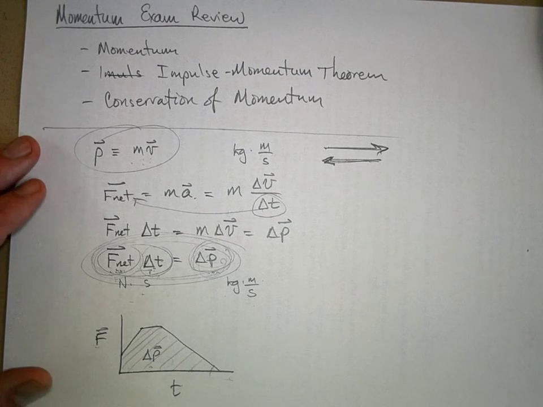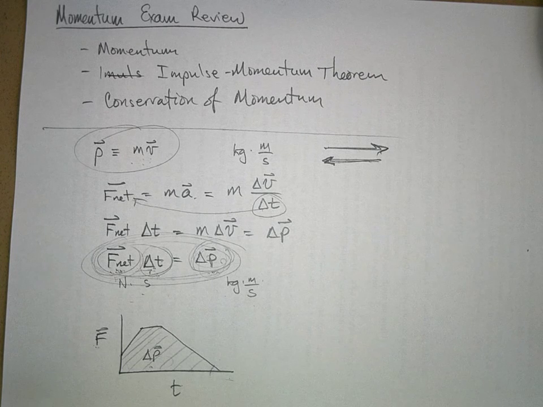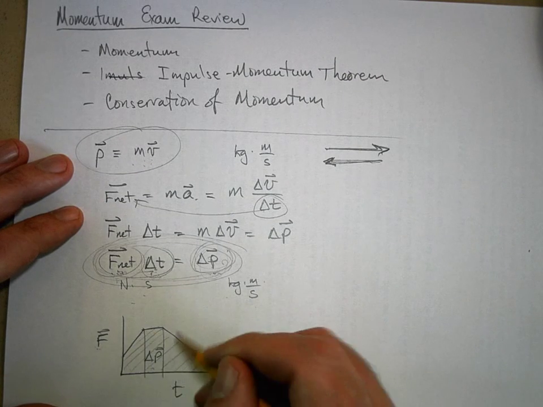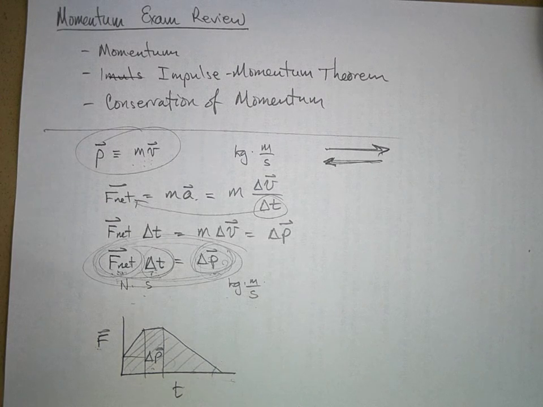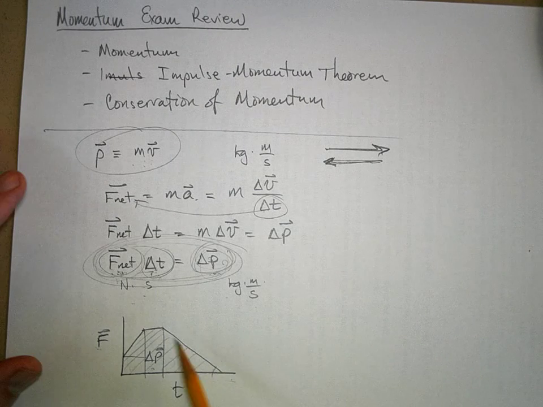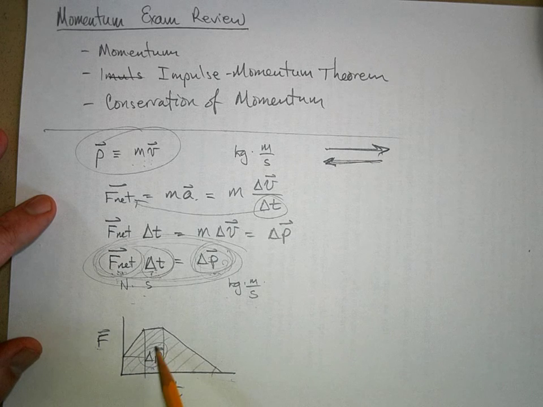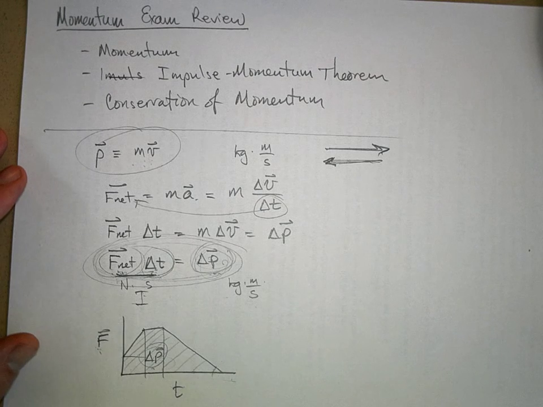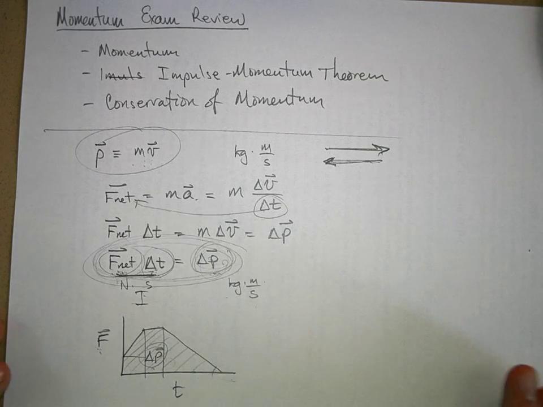There will be a problem where there's a graph like this on the test, and you'll have to figure out what the area underneath it is. Break it up into rectangles and triangles and add them together. And you will have the area, which is the change in momentum, which is also equal to the impulse. You can use the letter I for impulse if you want to. So there'll be a bunch of problems and questions about the impulse momentum theorem.